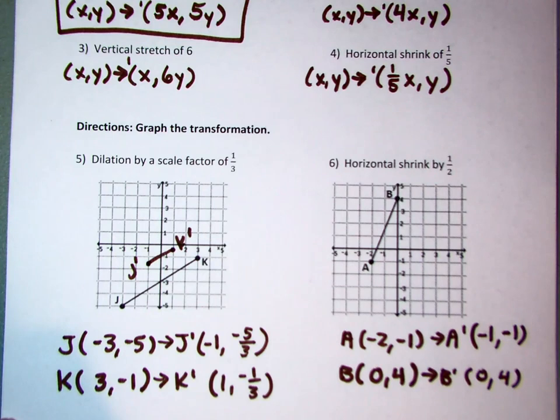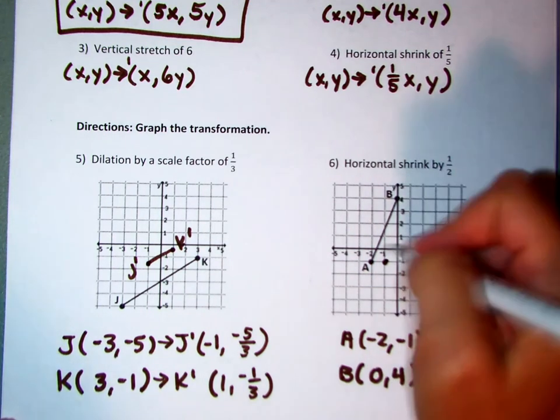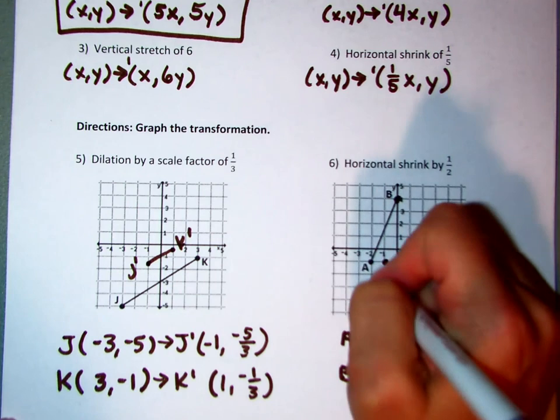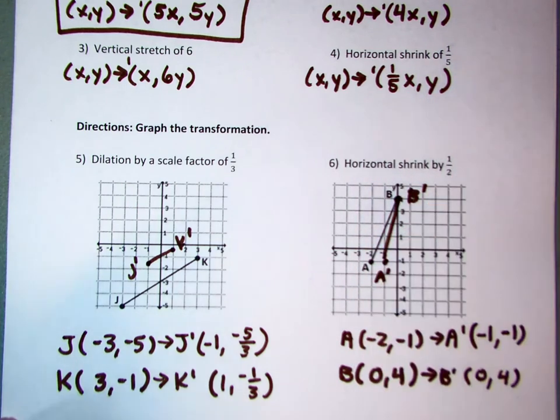So now let's go ahead and plot these points. We're going to plot the point -1, -1, and we're going to plot the point 0, 4. And so this is A prime, this is B prime, and when we connect that, that is your horizontal shrink.